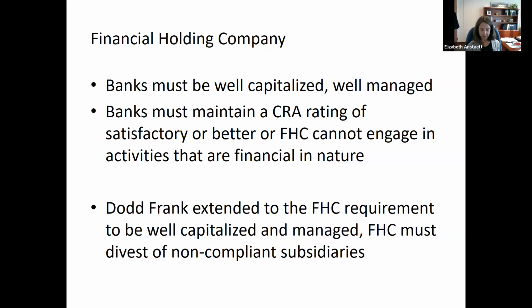So it's a great thing for a holding company to do, but it does mean they must keep these categories. And we will, in the modules to come, talk about what it means to be well capitalized, what it talks about to be well managed, and what CRA ratings are and how they are achieved.